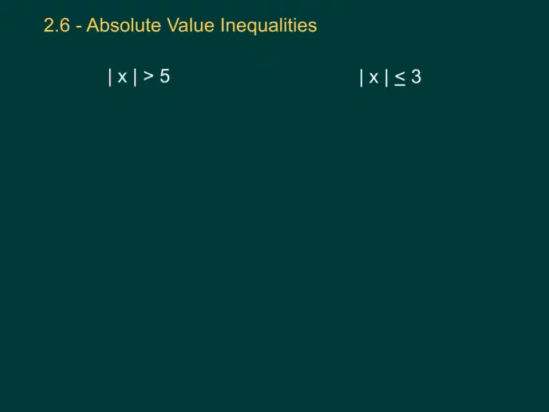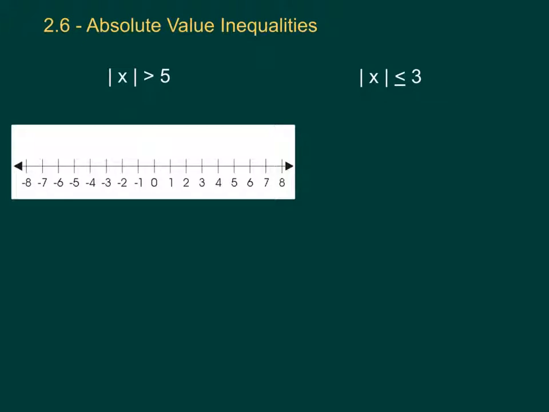The absolute value of x is greater than 5, and then separately, the absolute value of x is less than or equal to 3. We want to figure out what numbers would make the first inequality true. So let's start by putting a number line in front of us. And so now the question is, what part of this number line will satisfy that inequality? What are the values of x I can plug in and make the absolute value of x greater than 5?